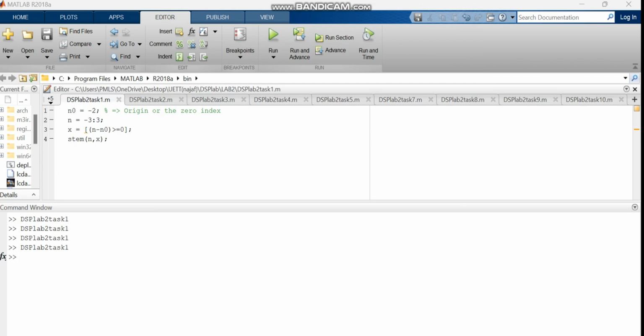Thirdly, discussing the dependency of the value of x on n and n0, we can say that if n is such that n minus n0 is greater than or equal to 0, then the corresponding element in x will be 1. And if n is such that n minus n0 is less than 0, then the corresponding element in x will be 0.